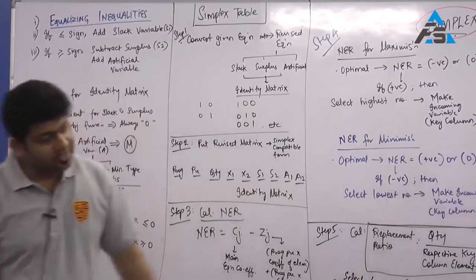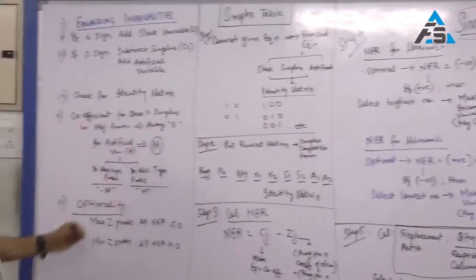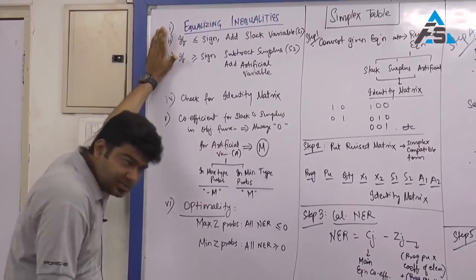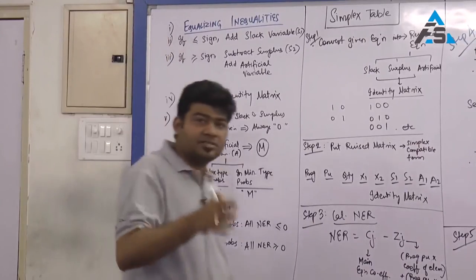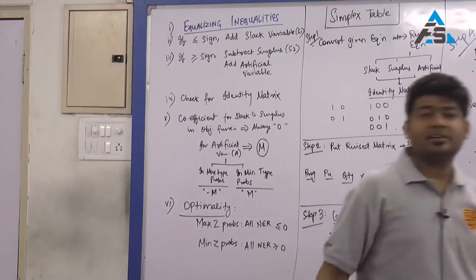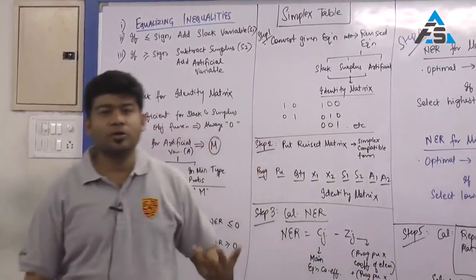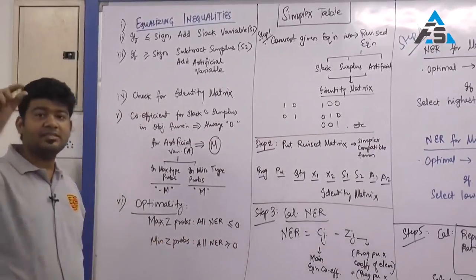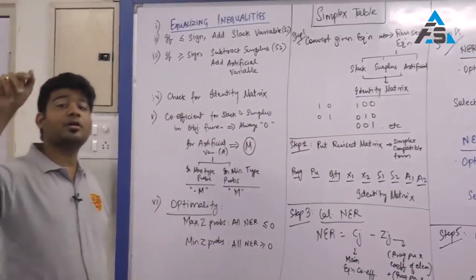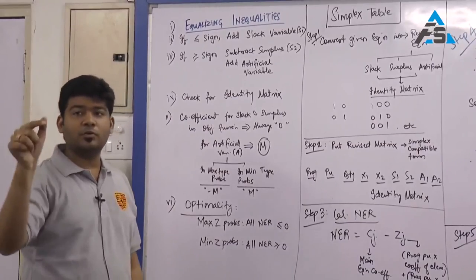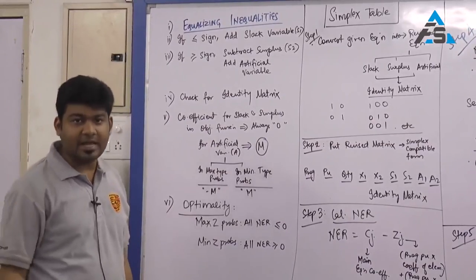Now if it is a typical problem, then we always start by equalizing the inequality. A question can be 8x1 plus 6x2 less than or equal to 14, 7x1 plus 3x2 less than or equal to 7 or greater than or equal to 7. Then we see that there is an inequality, greater than or equal to, less than or equal to. So there is not only equal to, but also greater than or less than.